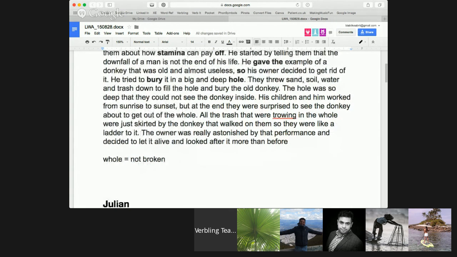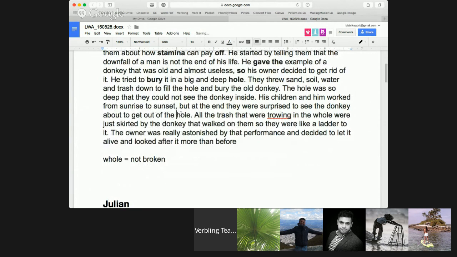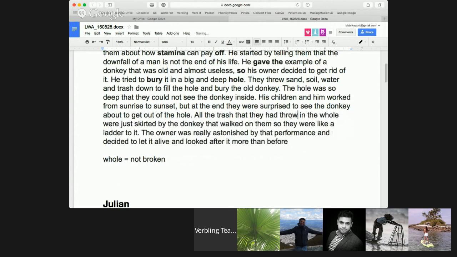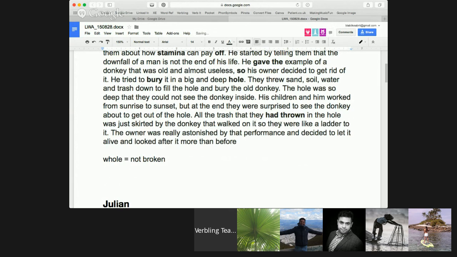Perfect. His children and him worked from sunrise to sunset, but at the end they were surprised to see the donkey about to get out of the hole. Excellent English so far, Philip. All the trash that they had thrown, because they threw the trash before the donkey came out. So you need to use the past perfect, okay? Okay. In the hole, the trash was just skirted by the donkey that walked on it. So it was like a ladder for the donkey, I'd say.